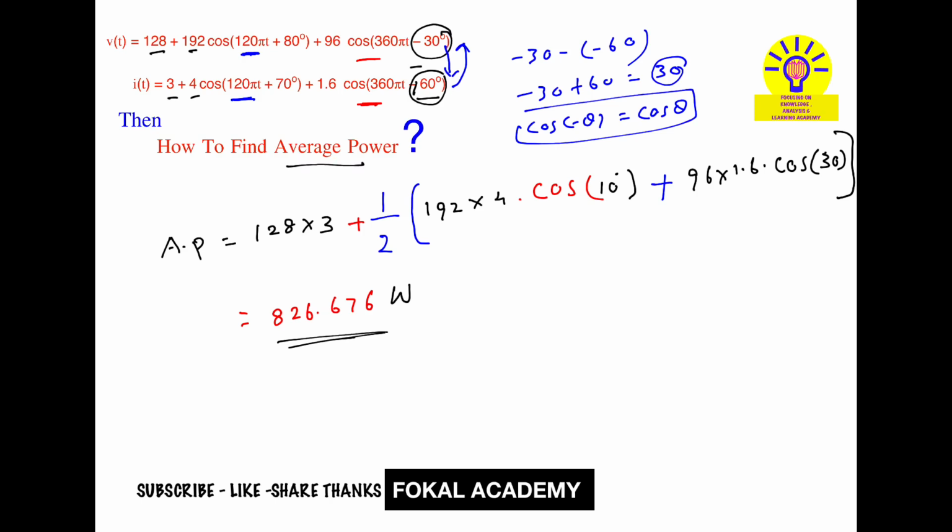So this is the process of simplification for getting the average power whenever the voltage and current equations are given like this.